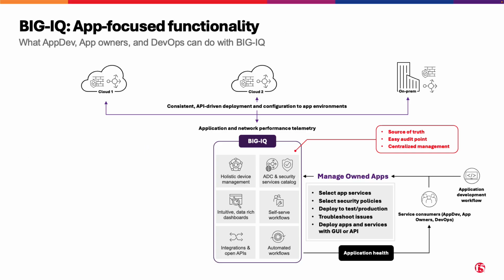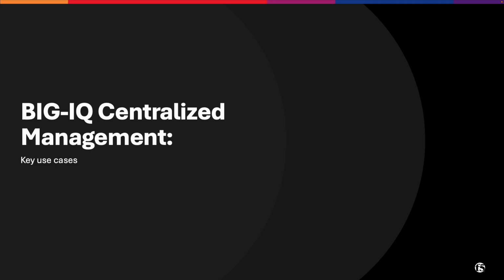For app-focused functionality, managing owned apps allows you to select the application services, select security policies, deploy to test and production, troubleshoot any issues, and deploy apps and services with a GUI or API. Let's take a look at some of the BIG-IQ key use cases.